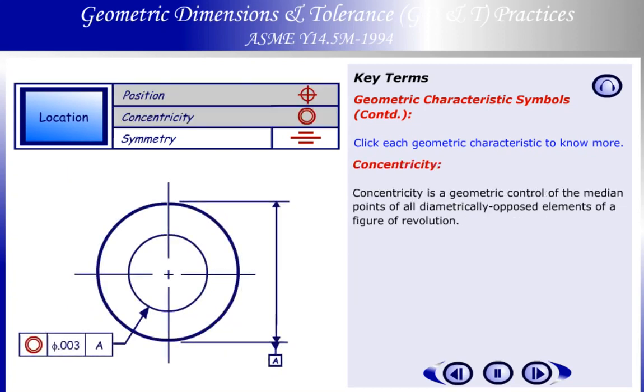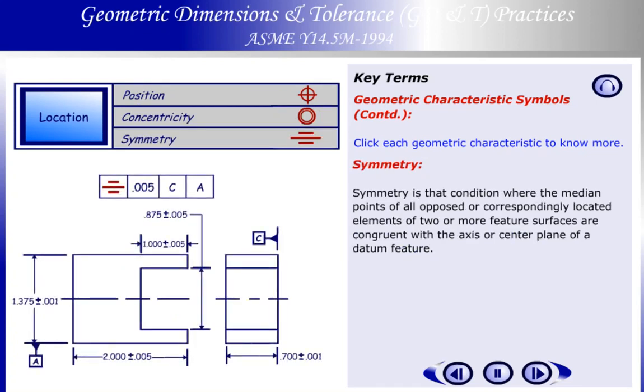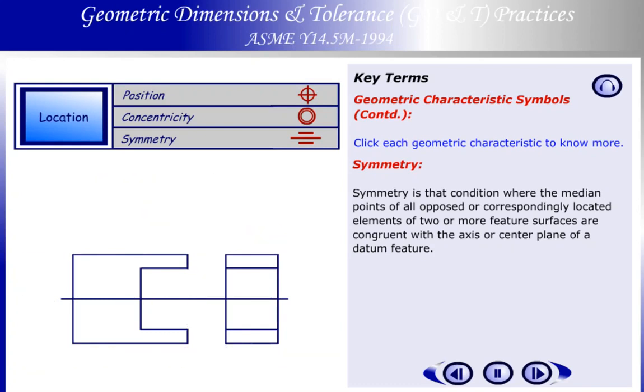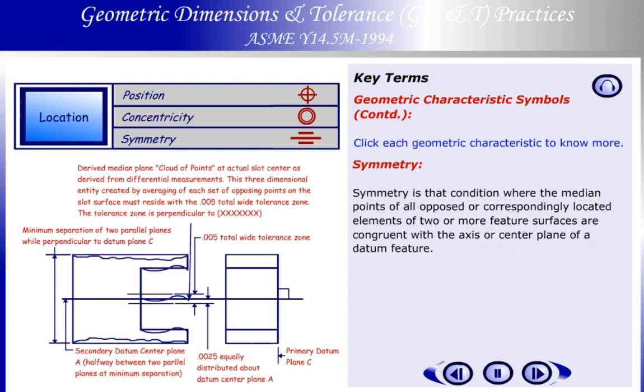Concentricity. Concentricity is a geometric control of the median points of all diametrically opposed elements of a figure of revolution. Symmetry. Symmetry is that condition where the median points of all opposed or correspondingly located elements of two or more feature surfaces are congruent with the axis or center plane of a datum feature.